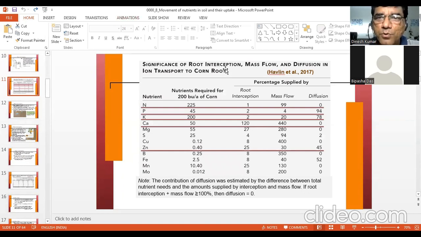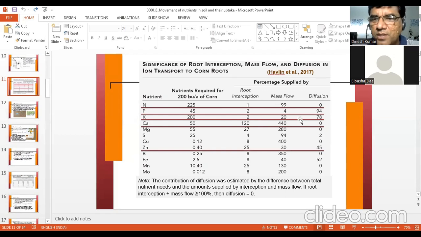So significance of root interception, mass flow, and diffusion in ion transport to corn plant. This is from Havlin book, you can also see. So it is just in percentage. Suppose for nitrogen, you don't bother about this column. See the interception, root interception, it is just 1%. So nitrogen is transported to the root, 99% by mass flow and 0 by diffusion. So this is important for nitrogen.